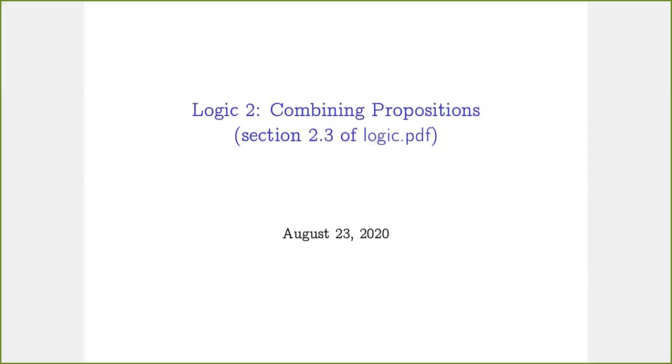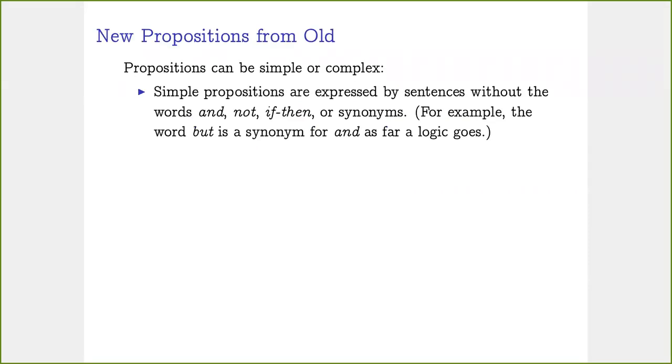This is just a brief summary of the basic definitions of how to combine propositions from section 2.3 of the text, logic.pdf. Okay, propositions can be simple or complex. Simple propositions are expressed by sentences without the words and, not, if, then, or synonyms. For example, the word but is a synonym for and as far as logic goes. Such words are called logical connectives.